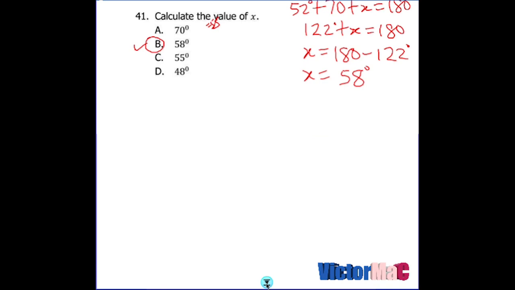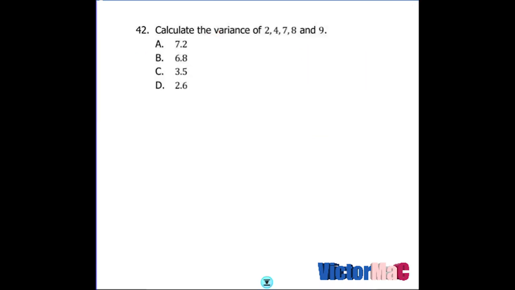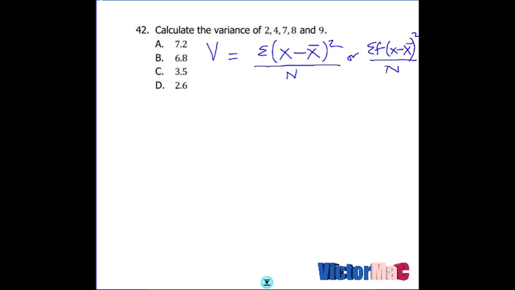Now question 42. Question 42 says calculate the variance of 2, 4, 7, 8 and 9. This is a question on statistics to find variance. And what's the formula for variance? It is summation of x minus x bar all squared over n. In this case, we don't have to use the other formula because we don't have repeated values here. All the values appear just once.